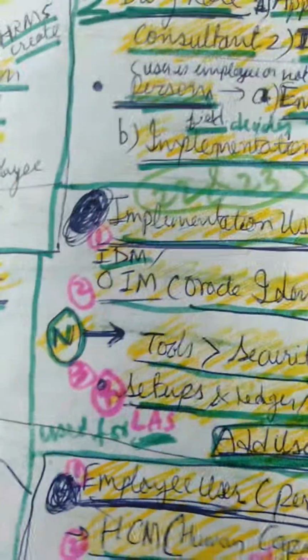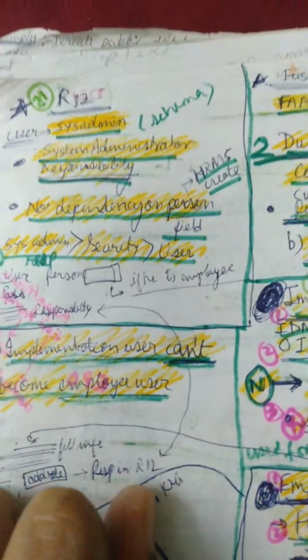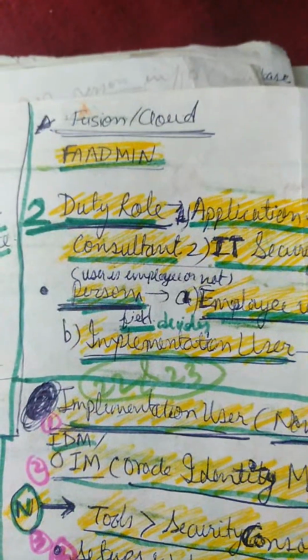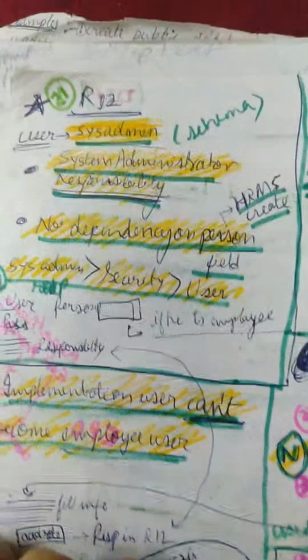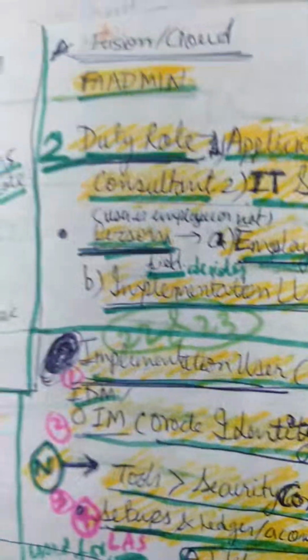There are different types of users in R12 and users in Fusion and Cloud. The main user in R12 was sysadmin, whereas in Fusion and Cloud it's FA admin. Now there it used the system administrator responsibility, whereas here it uses application implementation consultant and IT security manager. These are two duty roles which replace the sysadmin responsibility.